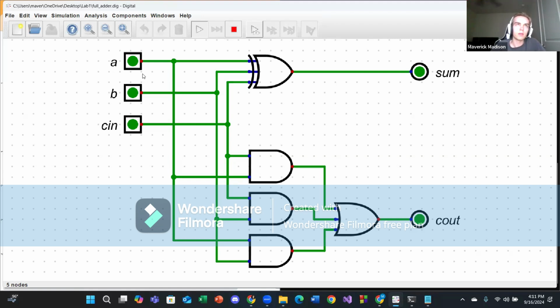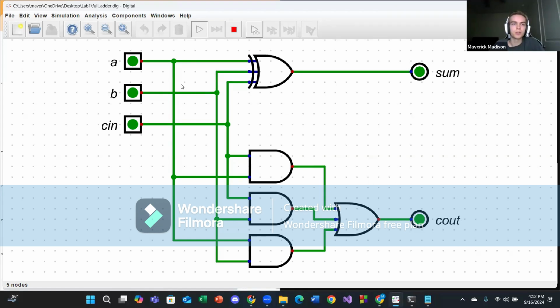Using this example with A being 0, B being 0, carry in being 0, we have our sum being 0 and our carry out being 0. Why is this? The XOR gate needs 1 or 3 of the inputs to be 1 in order to get a sum of 1. And in this case, none of them are 1, so we have a sum of 0. And for our carry out, we need 2 or 3 of the inputs to be 1 in order to have a carry out of 1. And in that case, none of the AND gates have a full output of 1 since all of the inputs are 0. So we have a carry out of 0.